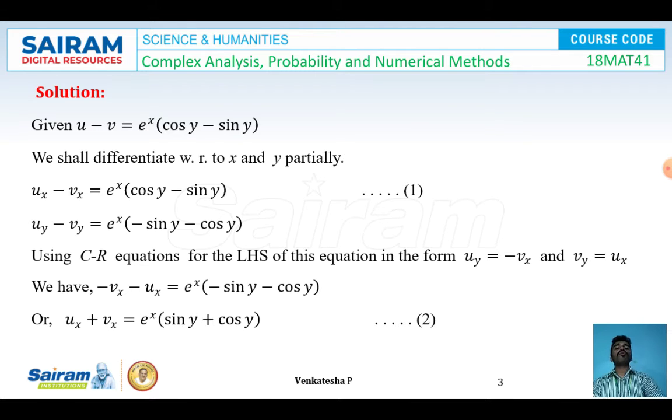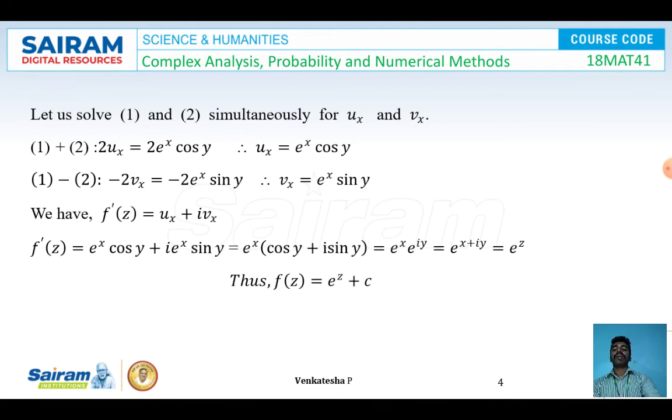So I got the values of u_x and v_x. As I told, adding 1 and 2, I got u_x = e^x cos y. Subtracting 1 and 2, I got v_x = e^x sin y. So now I can make use of the formula f'(z) = u_x + i v_x. So I got the expression e^x cos y + i e^x sin y.